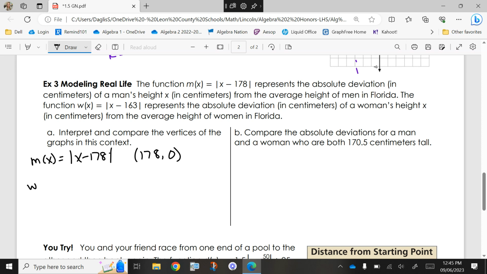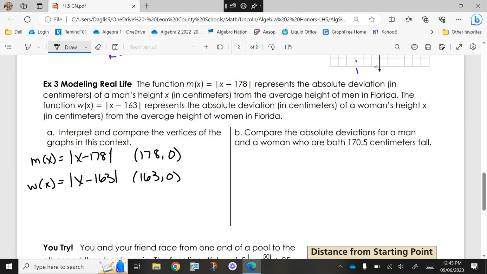So let's go ahead and do the woman. X minus 163. What is that vertex? 163, comma 0. Good. What are these representing? Specifically what height? Average. Yes, these are representing the average heights, with 0 deviation from it. That's what the 0 is showing. Now this is the average height of a man or woman in Florida.